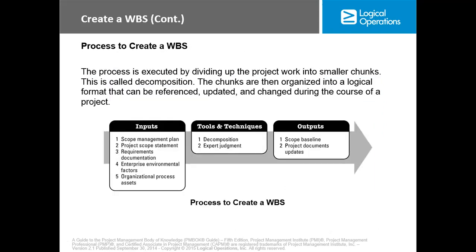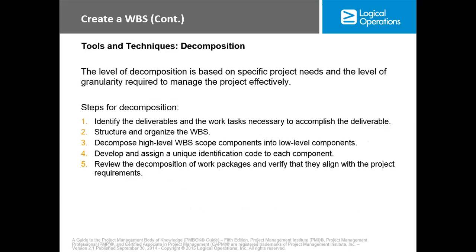Okay. Now, the process to create the WBS. The process is executed by dividing up the project work into smaller chunks. Okay, and this is known as decomposition. For the inputs we have the scope management plan, the project scope statement, requirement documentation, enterprise environmental factors, and organizational process assets. Now, tools and techniques, you have decomposition and expert judgment, and for the outputs, we have the scope baseline and the project document updates.